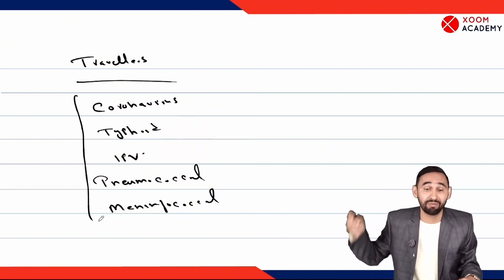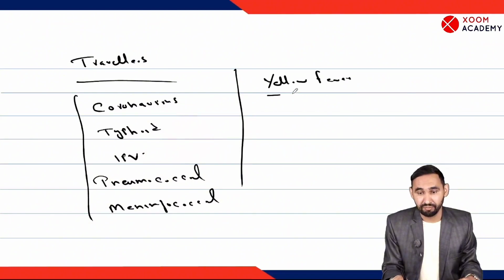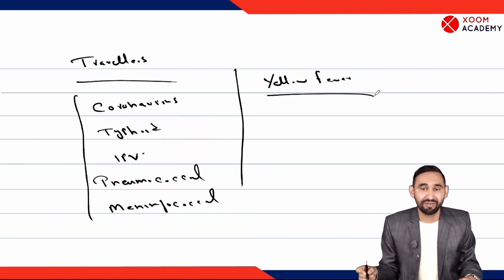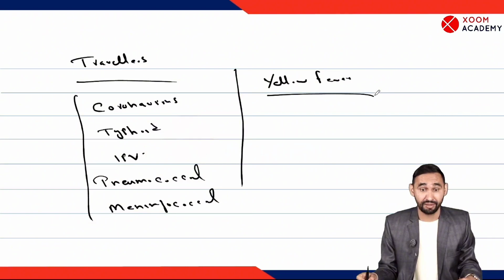If someone is traveling from Africa to Pakistan, we need to see the yellow fever vaccination certificate. Because yellow fever is common in Africa. Its certification is mandatory to enter Pakistan. Otherwise, we will quarantine the person. We will check the status of yellow fever. Then we will allow him to move. So these are the vaccinations for travelers.